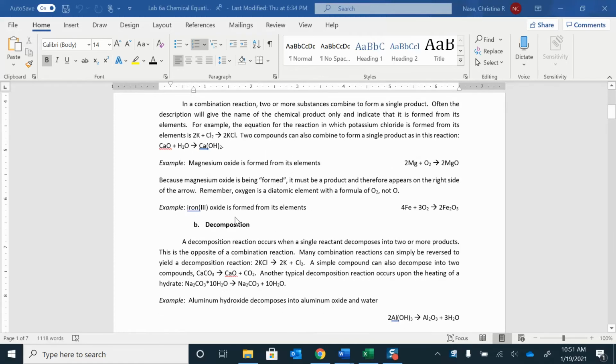Decomposition is kind of the opposite of that. You're going to start out with something big and split it up into something small, or split it in half there.